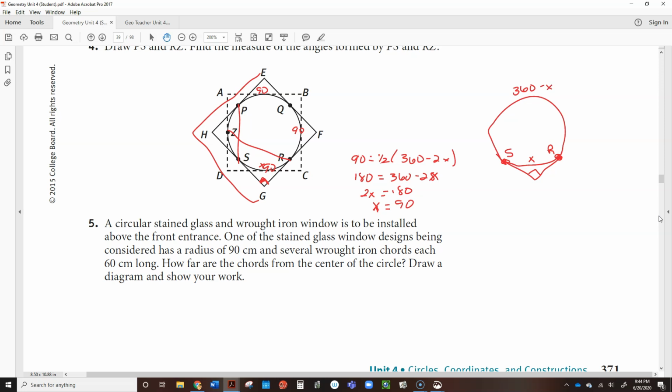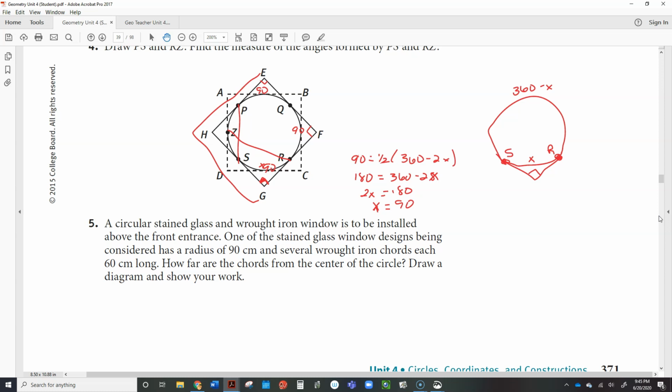So what I did was I set this 90, which was this angle measure right here, equal to 1/2 of the big arc, which is 360 minus X, minus the little arc, which was minus X. So 360 minus X minus X simplifies to 360 minus 2X. I solved this and I got the measure of this arc right here to be 90 degrees. So I knew that it's going to be the same at every corner. So that one was 90 degrees, so that arc would be 90 degrees. This one was 90 degrees, so that arc would be 90 degrees. PS would also be 90 degrees. So that's how I got all of those being 90 degrees.